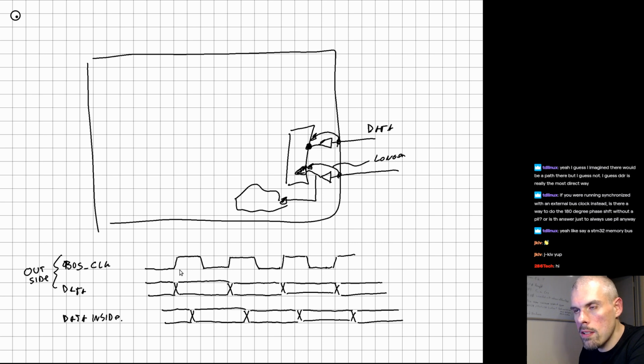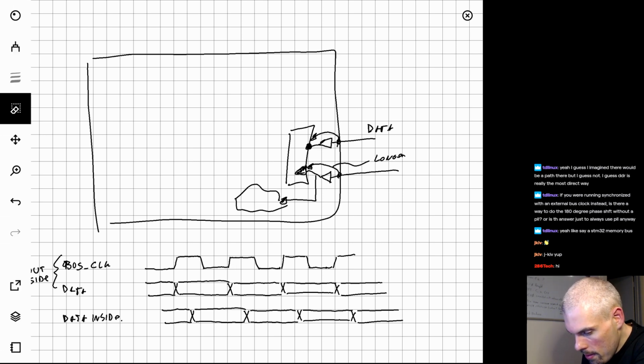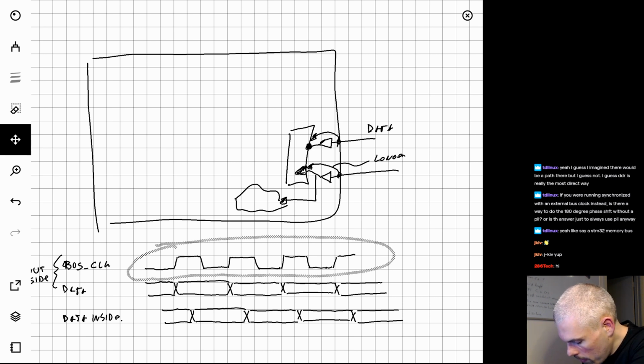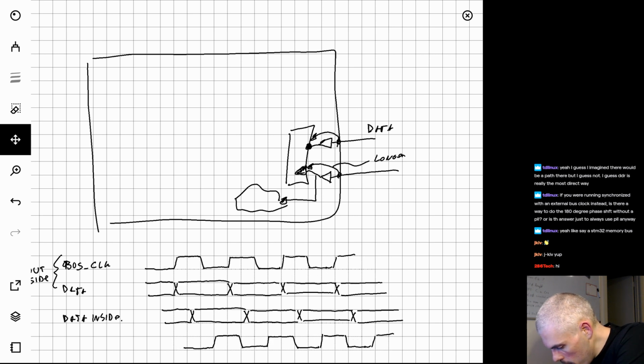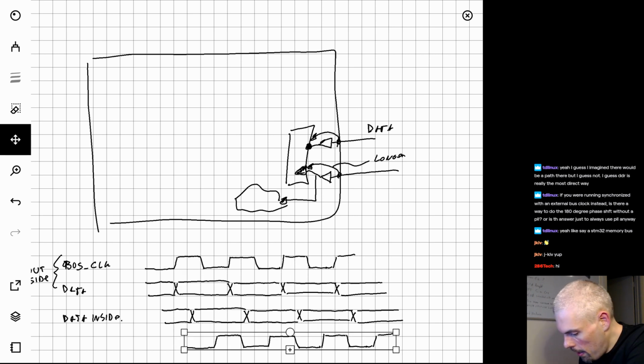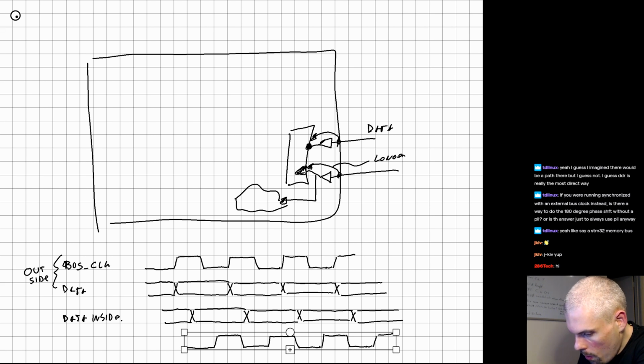Now the problem is because the clock has a way longer path to go because it needs to go through the same input buffer, but instead of going to the clock input directly in the same IO cell, it has to go through the entire clock distribution network. The bus clock here is gonna be way later. So it might be like here.